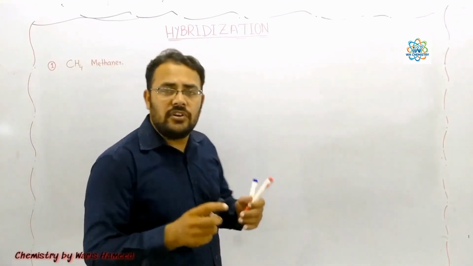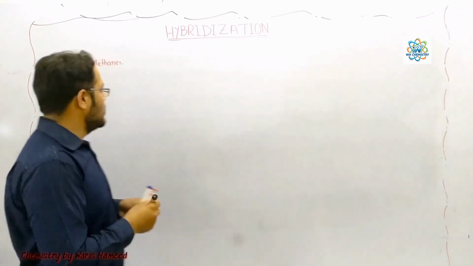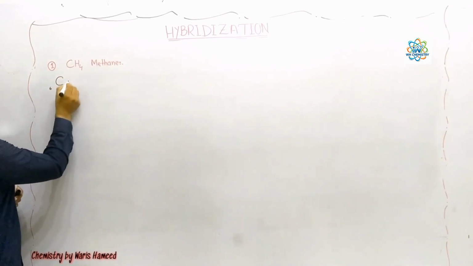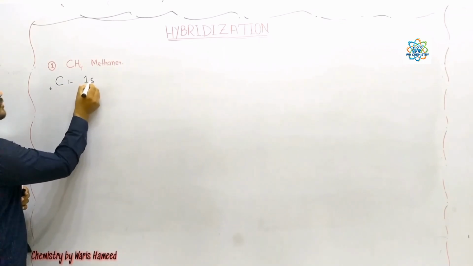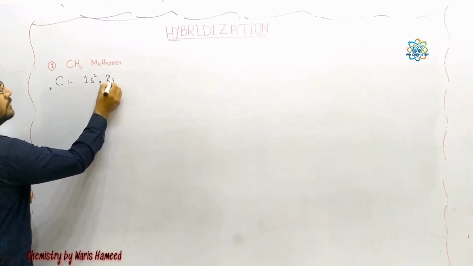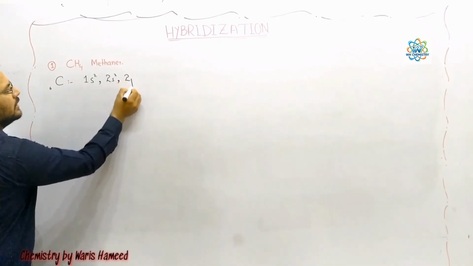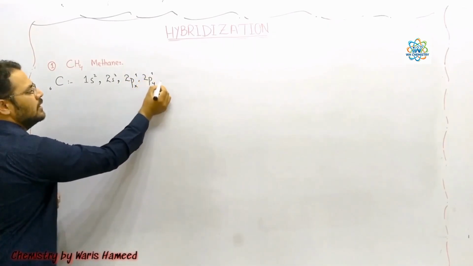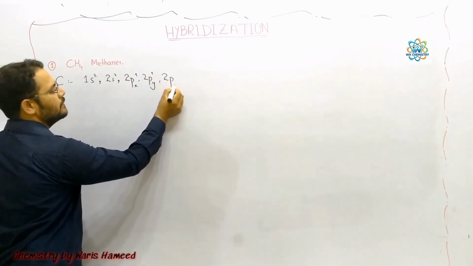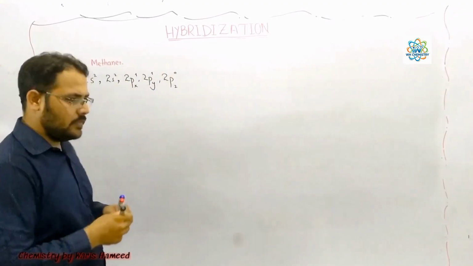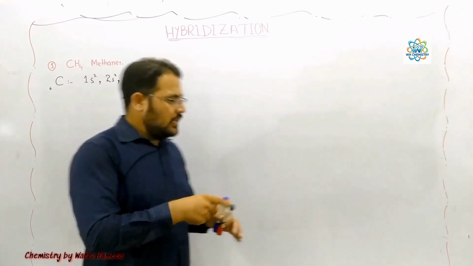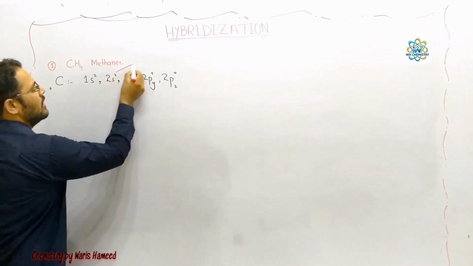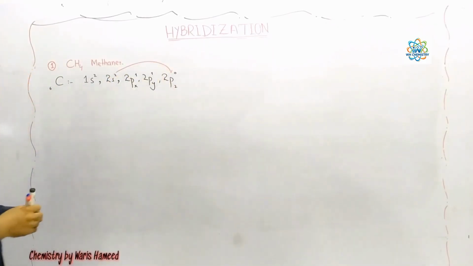First of all, write the electronic configuration of the central atom in its ground state. Carbon has 6 electrons and its ground state is 1s2, 2s2, 2px1, 2py1 and 2pz0. After getting some energy, an electron of 2s will jump toward the 2pz atomic orbital.